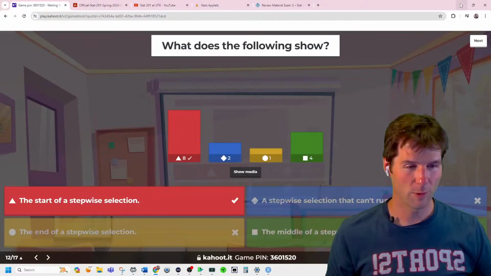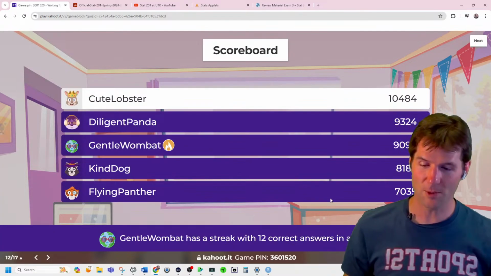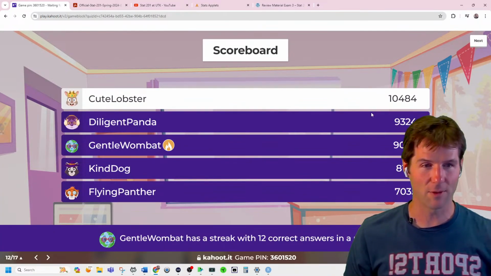Yes. Whew. I've been going since 3. Oh my gosh. Here we go, the leaderboard. Cute lobster, diligent panda, gentle wombat, kind dog, and flying panther.